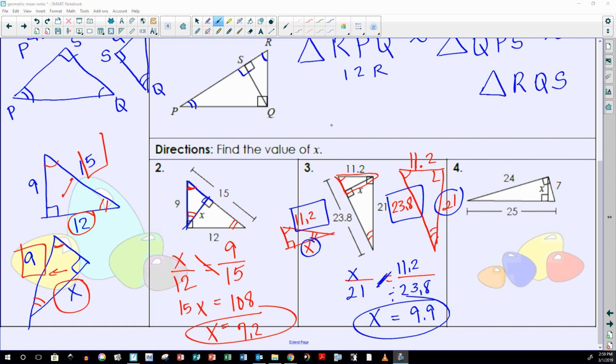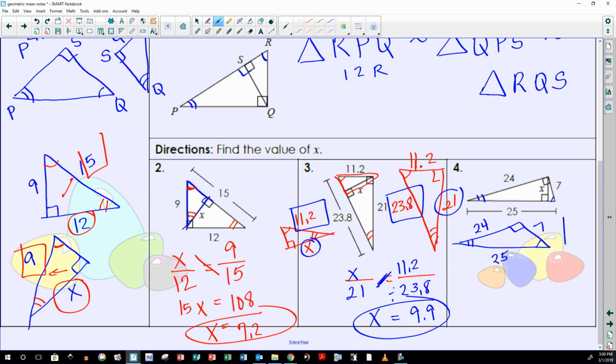All right. Now if we're looking for X here, I'm going to do the tiny triangle and the large triangle. If I redraw the large triangle, this is 24, this is 7, this is 25. I'm going to put 2 tick marks here, and I'm putting 1 tick mark in this tiny one simply because nothing else is going to fit. So there's the large triangle.